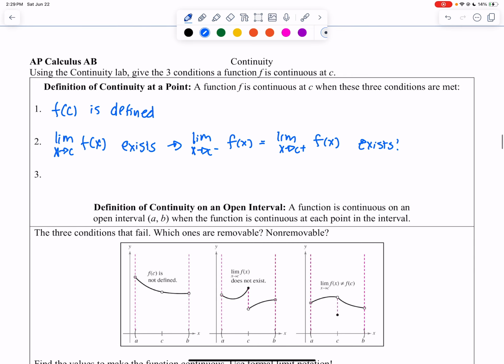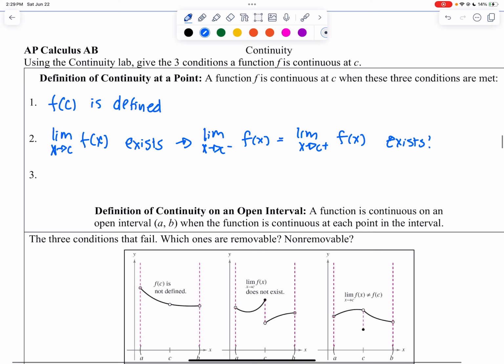And then the third condition is just basically the second condition and the first condition combined, aka is f of c equal to the limit? And if it is, then we know that our function is continuous at that point.